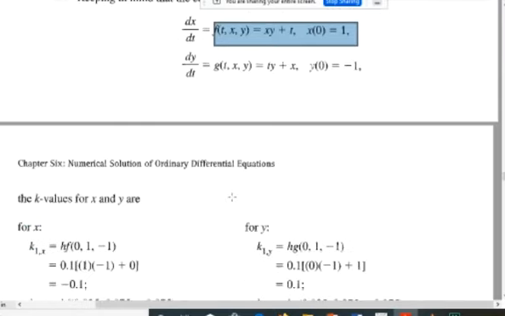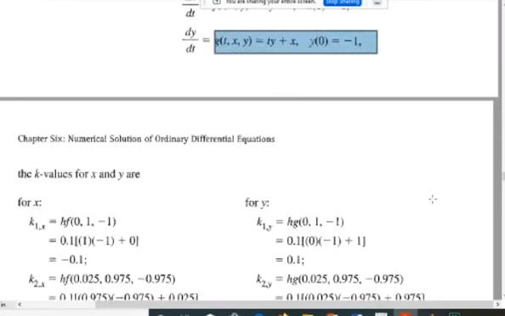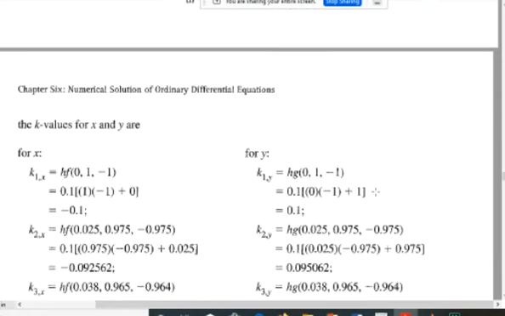And for k1y, we use the hg. h is the steps, and g is this function. And we compute the k1x and k1y, both for x and y, and we can see the values for k's are minus 0.1 and 0.1 for x and y respectively.